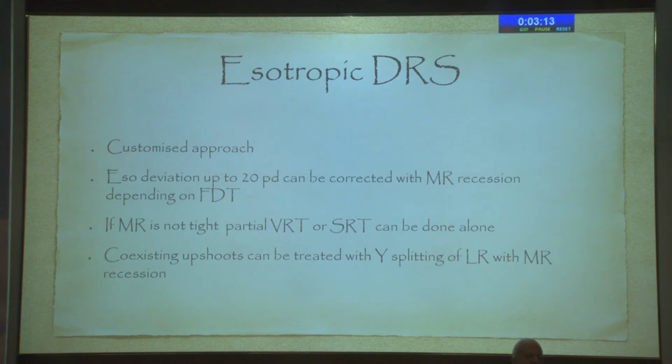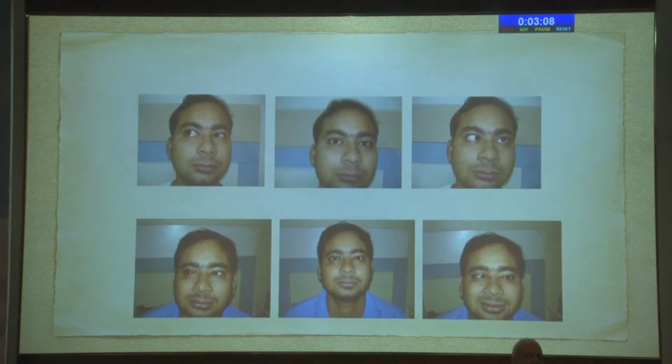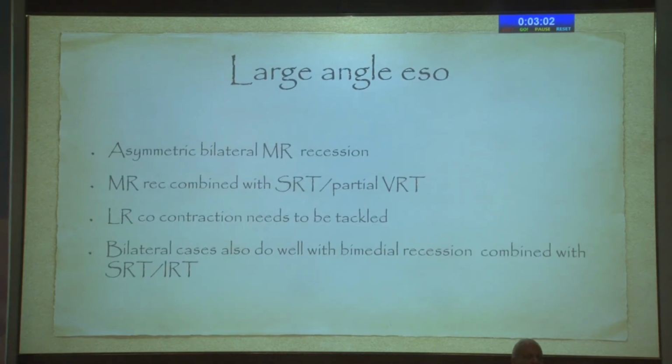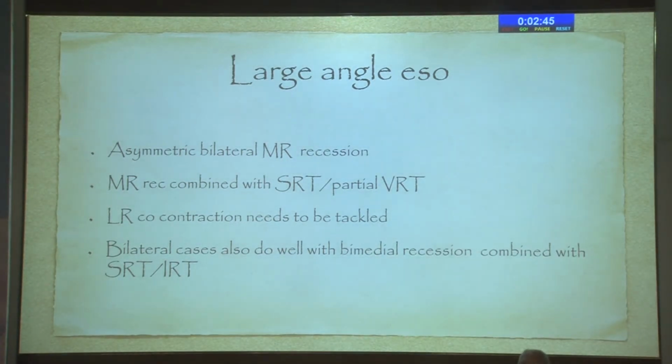Coexisting upshoots can be treated with Y-splitting of the lateral rectus if there is a significant upshoot. However, if the angle is large, then you may have to do a bilateral recession. Again, asymmetric bilateral recession is preferable. Asymmetric means less in the Duane's eye and more in the normal eye. Medial rectus recession can be combined with an SRT or partial VRT to correct more of the strabismus. If there is lateral rectus co-contraction, then VRT or SRT is not a great idea, and in that case you may have to do a lateral rectus recession along with bimedial recession.